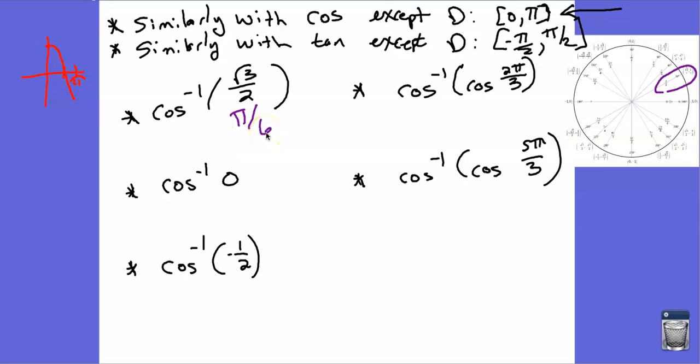The inverse cosine of 0, well, it's defined here at pi over 2. And the inverse cosine of negative 1/2. So that would be defined right here at 2 pi over 3. And again, I want to say this again, it's going to come in handy in the next page. But notice it's defined from here to here for cosine. So from 0 to pi.